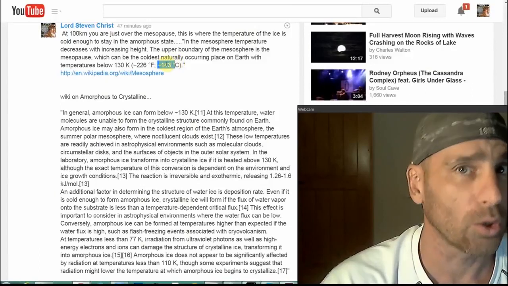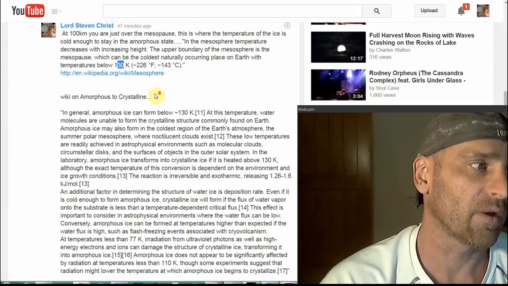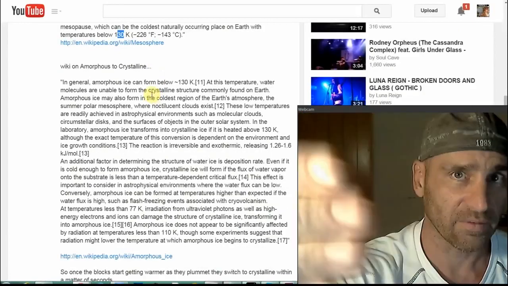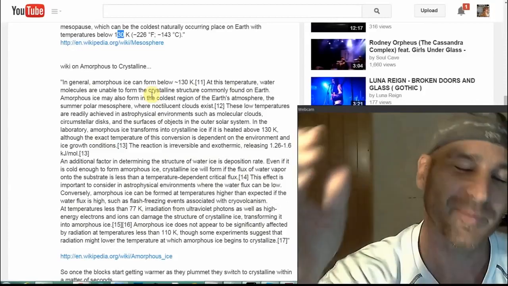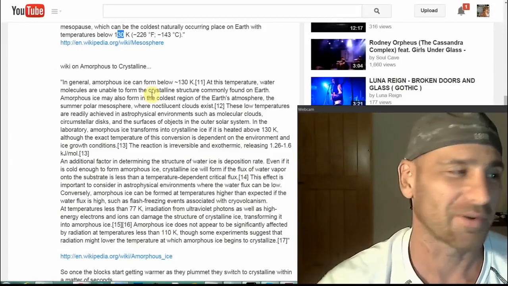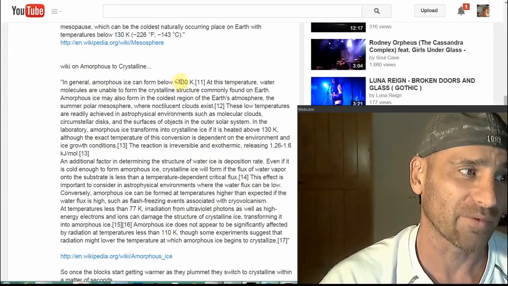So it can be below that. It can be colder than these temperatures here. So there's a transition. Ice can go from state to state, from amorphous to crystalline, based upon the temperature. In general, amorphous ice can form below minus 130 K.